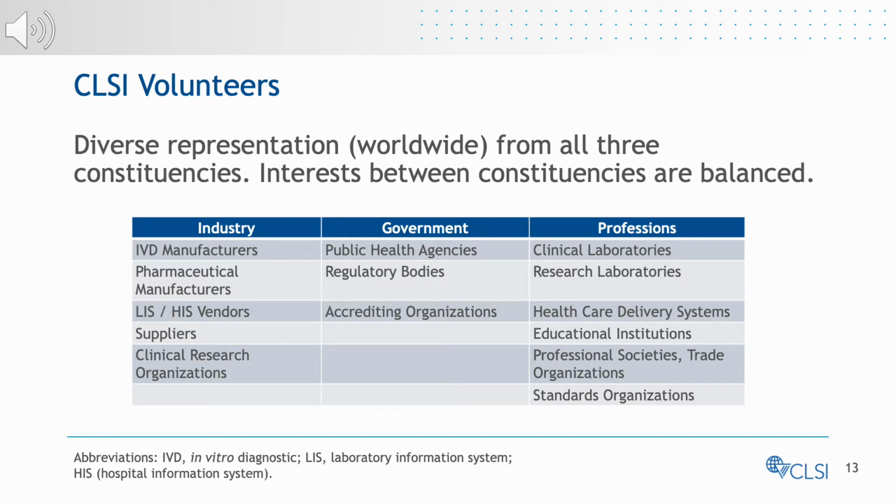As mentioned, CLSI aims to achieve a diverse volunteer pool with appropriate representation from interested constituencies affected by our standards and guidelines. The constituencies are made up of industry, government, and professions, and here you can see some examples of each type of organization. These organizations not only represent CLSI's membership, but also CLSI's volunteer base.